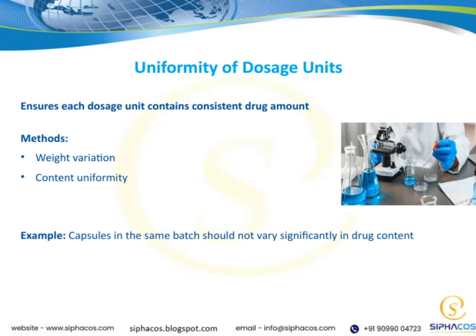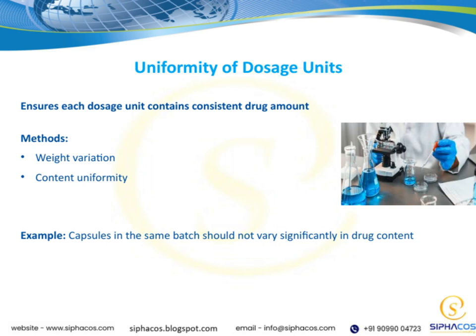Let's talk about the uniformity of dosage units. This is really important because it ensures that each dosage unit, like a tablet or capsule, contains a consistent amount of the drug. Consistency here is key for safety and efficacy. To achieve this, we use specific methods, mainly weight variation and content uniformity.